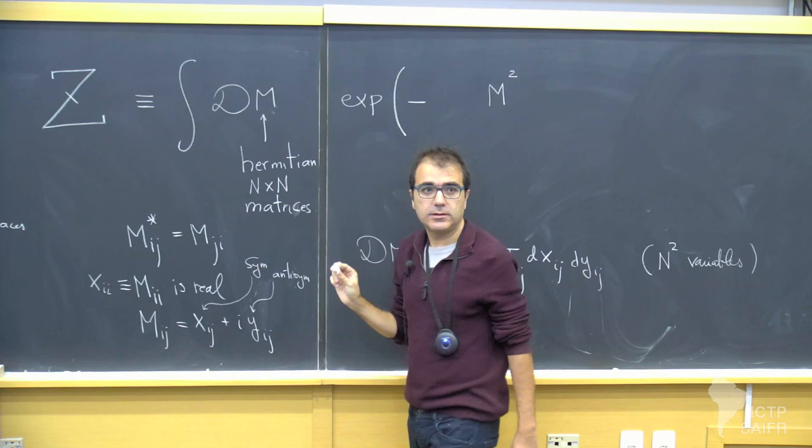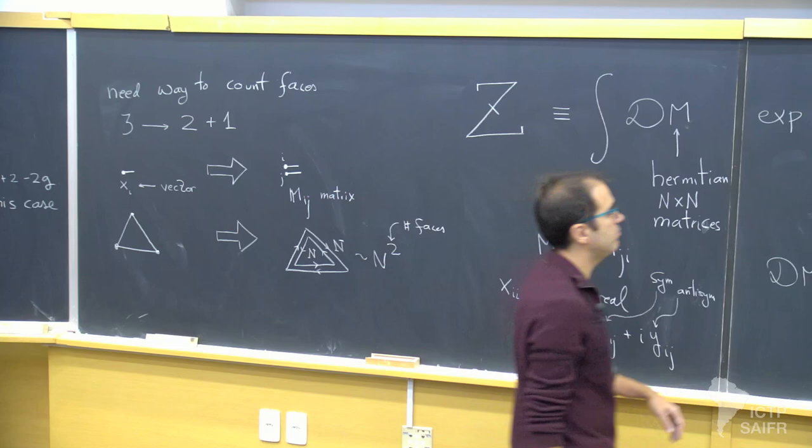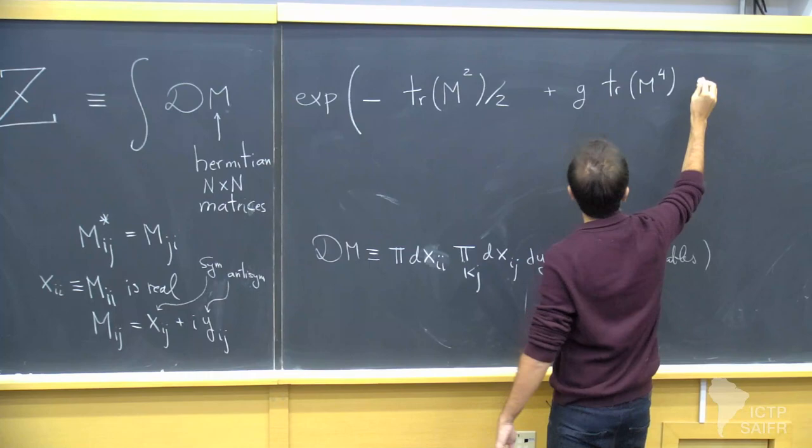Trace, right? Trace is the simplest thing. Trace, put over 2 as usual, right? So this would be a simple proposal. Plus g trace of m to the 4. So that's our definition of our partition function.